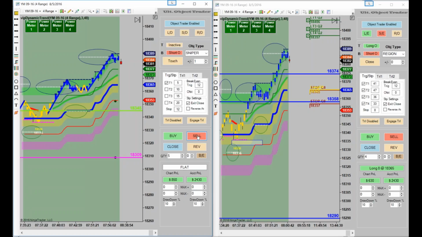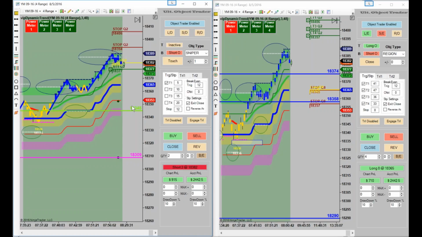Now I'm probably going to take it anyway, but let's just take it with 2 if it closes below that swing. It's a double top. Not yet. There we go. Power meter's red. I'm going to go ahead and do 2 more.